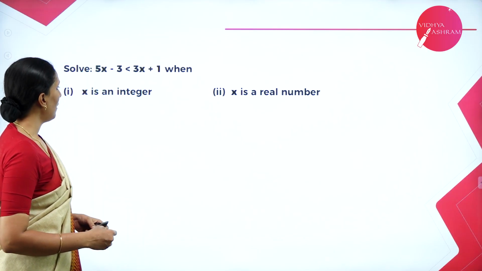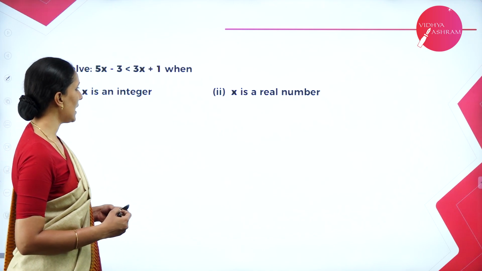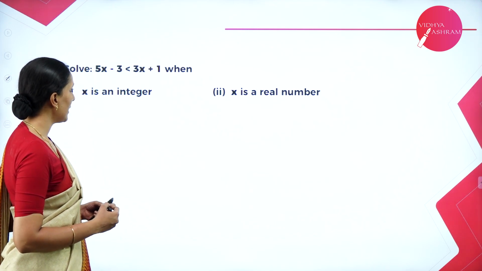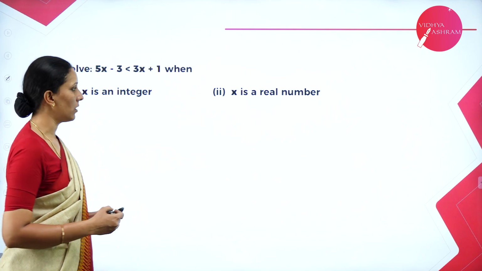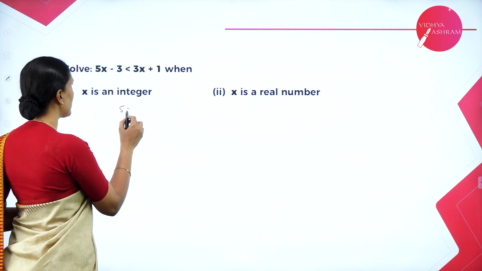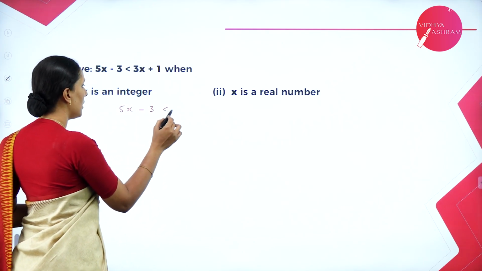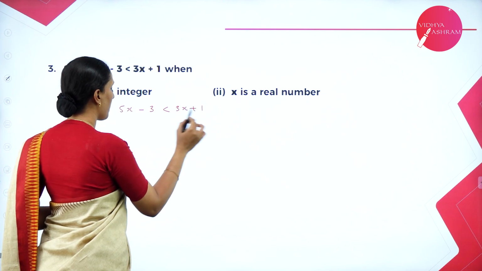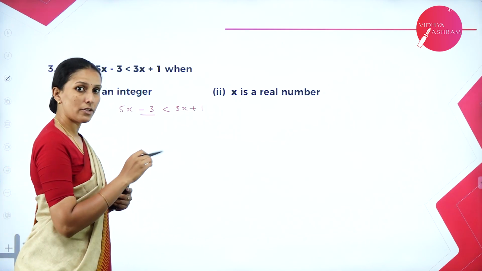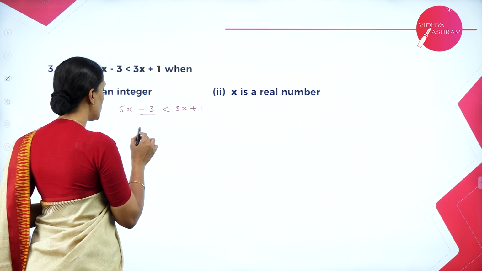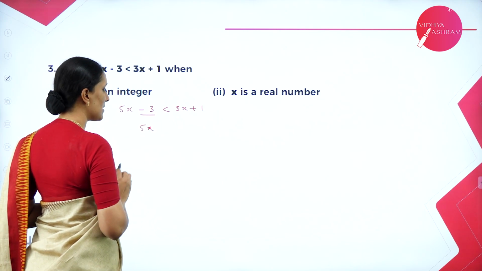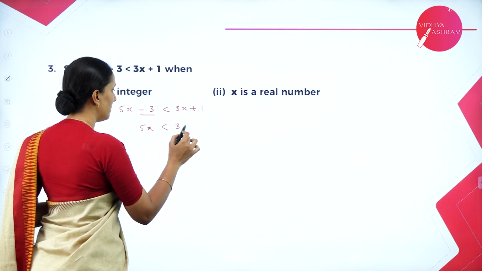Next, solve 5x minus 3 less than 3x plus 1 when x is an integer and when x is a real number. Now let's take here, we have 5x minus 3 less than 3x plus 1. I don't need minus 3 here, so I'll add plus 3 on both sides. So 5x minus 3 plus 3 cancels, 3x.